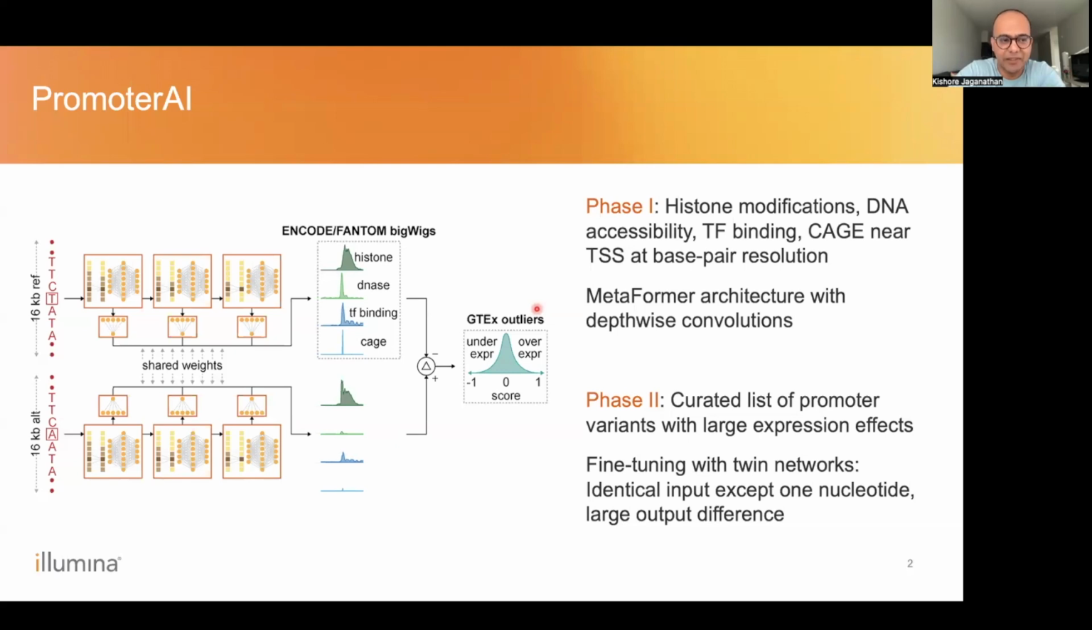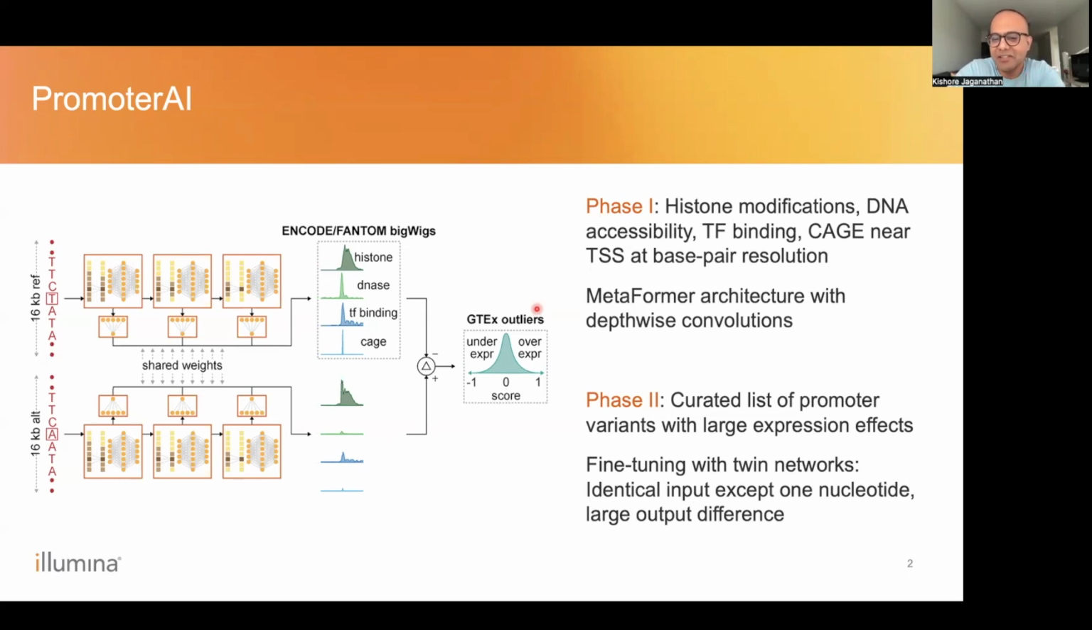The way we do this fine-tuning is we create two identical copies of the model. One copy gets the sequence with the reference allele, and the other copy gets the sequence with the alternate allele. The output of these two copies will be the predictions for the ref allele and the predictions for the alt allele. We take the average across all of these tracks to get a single score and fine-tune the weights so that this score matches the known expression consequence. There are many ways to do fine-tuning, but we have found this one to be the most effective in terms of performance improvement and also how robust it is in generalizing across unseen genes and data sets.